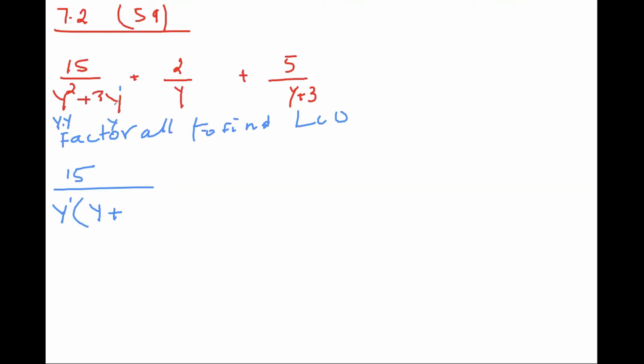So this and this cancel out. Same thing here, 1y cancels against 1y. So here we have 3y by y, which will be just 3. Good, so the first one is factored.